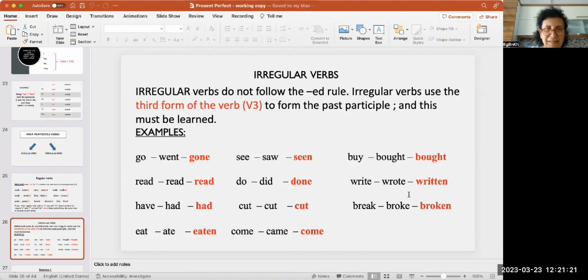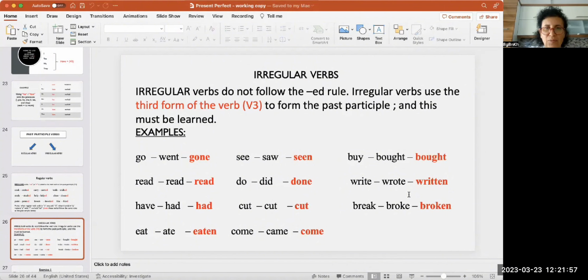Read. Now look at this. Read. We say read, but it's still spelled the same way. And read is the same way. So that's irregular. So, this time the verb actually is spelled the same way in all three forms. Then we have have, had, had. Eat, ate, eaten. See, saw, seen.